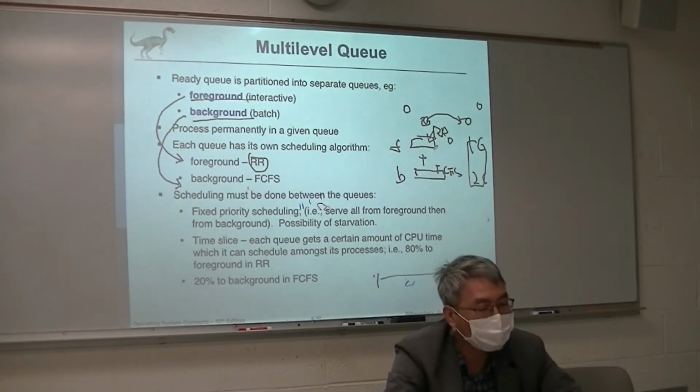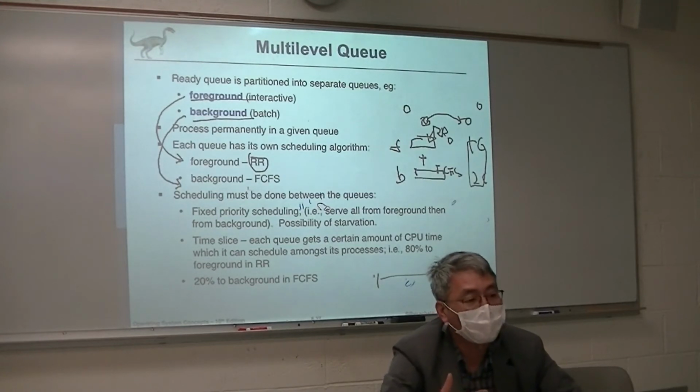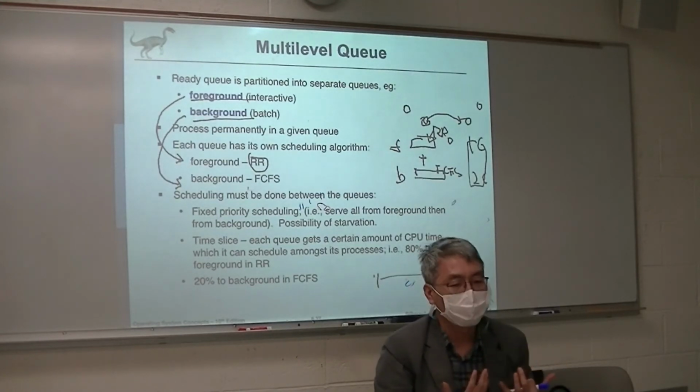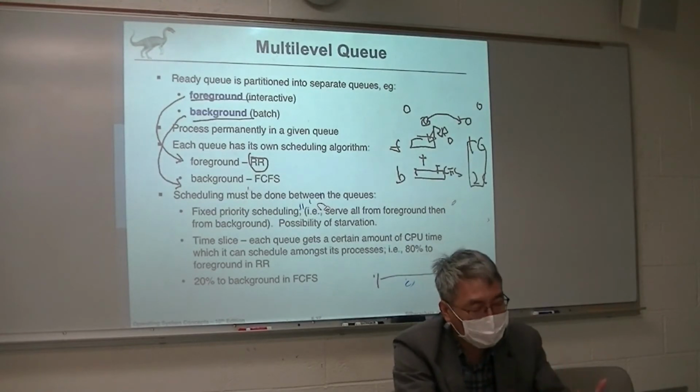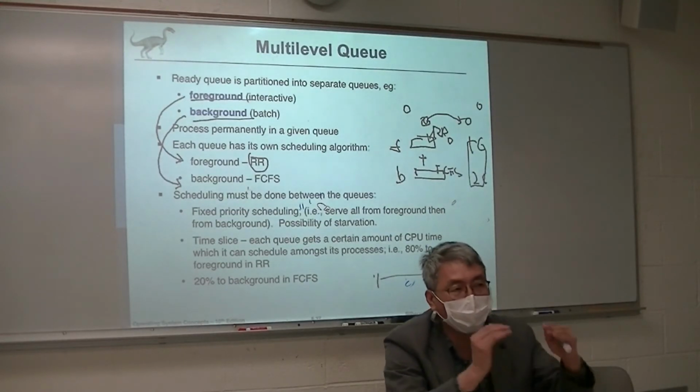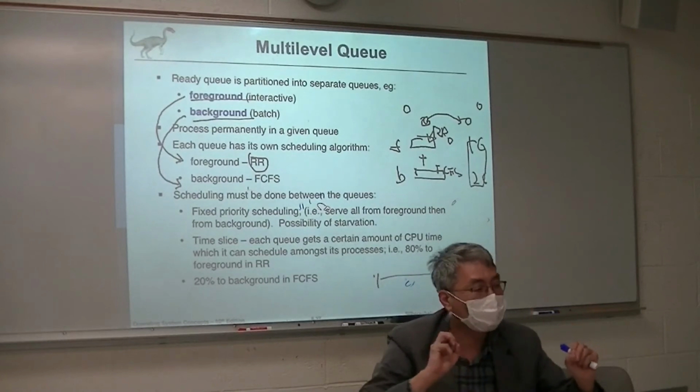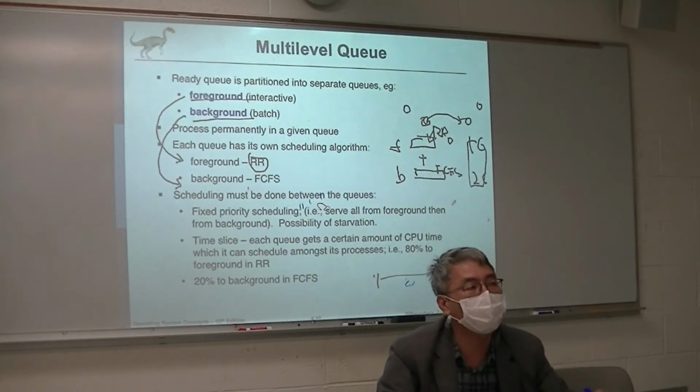So that is the reason. Multi-level queue looks good. It can consider the characteristic type of processes. We can apply the CPU scheduling algorithm for better performance.